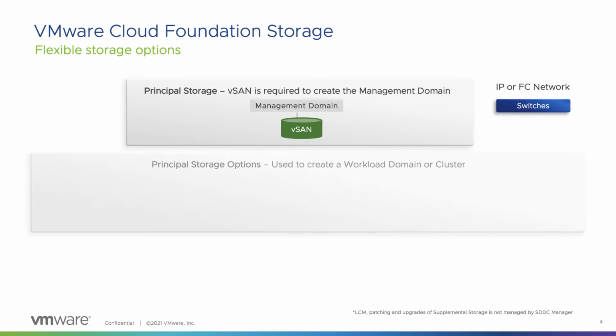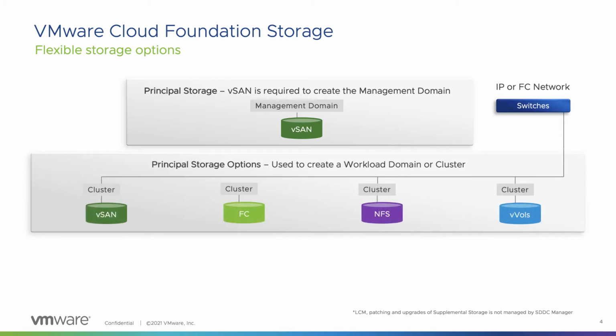When an additional workload domain or cluster is created, the customer is given several storage consumption options to choose from. In a Cloud Foundation deployment, we refer to the storage configured with the workload domain as principal storage. While vSAN is always recommended, customers can always choose to configure their workload domains with vVols, NFS version 3, and VMFS on FC. This flexibility allows customers to continue to leverage their existing investments in storage hardware while also providing an easy on-ramp to move their workloads and applications to vSAN when they are ready.